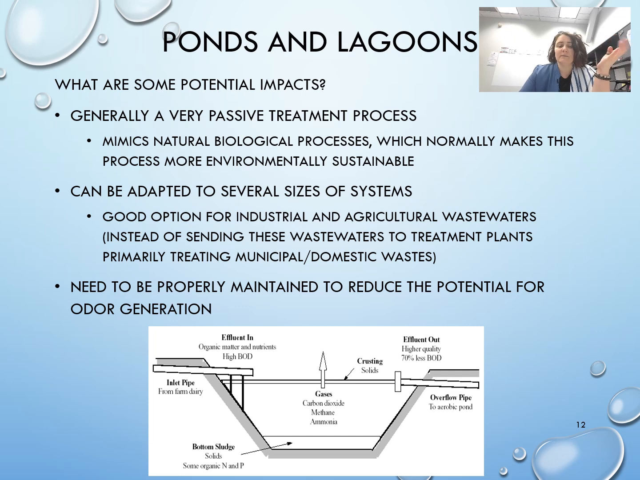And then it needs to also be properly maintained to reduce the potential for odor generation. So many times when you drive past a sewage treatment plant, it doesn't smell good to start with. But ponds and lagoons can also be a source of odors, because we have gases that are being produced in the system. So we have carbon dioxide, but we also have methane gas. And methane gas has a smell to it. We can produce hydrogen sulfide gas, which has a rotten egg odor. So we do have to keep an eye on odors that are being produced in these systems. So that's a potential aesthetic impact.